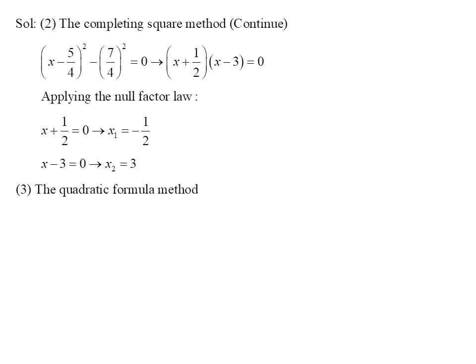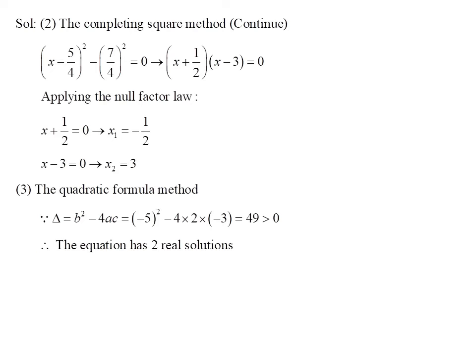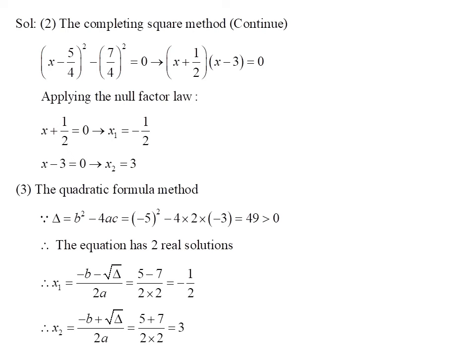The final approach we are going to show here is the quadratic formula method. Like we did in question 1, the discriminant of the quadratic equation needs to be calculated. That is 49 in this case. It means there are 2 distinct real roots for this quadratic equation. Then the quadratic formula can be applied, which enables us to obtain 2 solutions, negative half or 3.